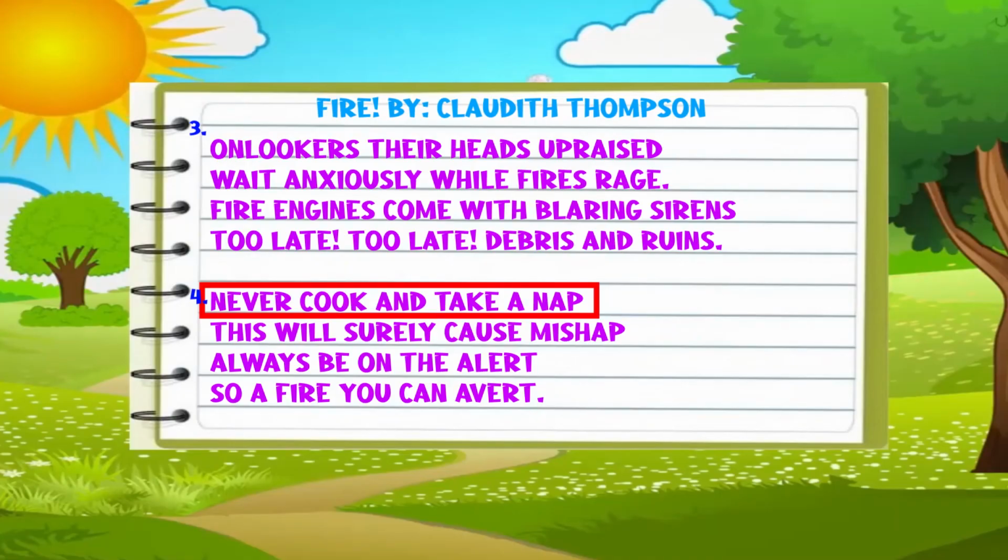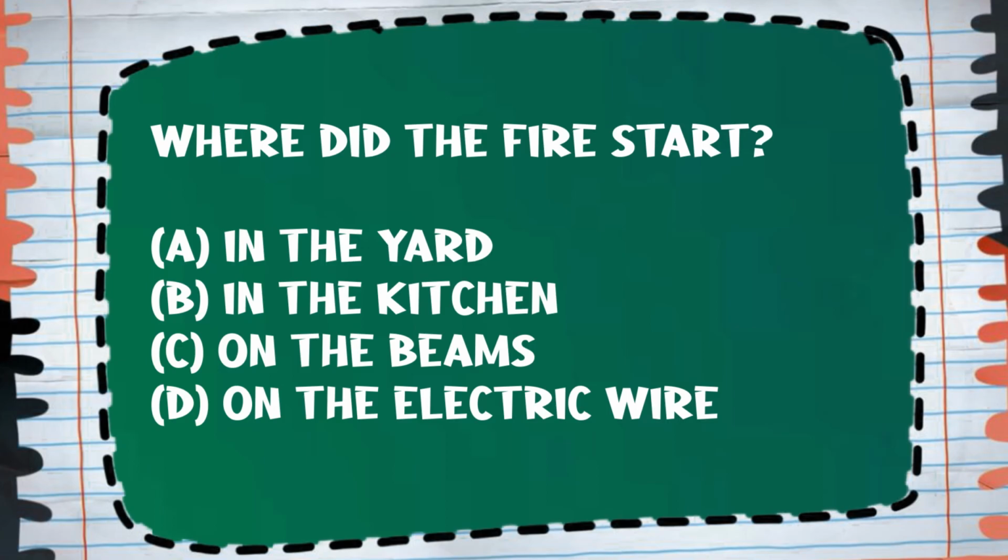But if you look at stanza 4, it says, "Never cook and take a nap. This will surely cause mishap." So where can we say the fire started? If it says never cook, that gives us a clue that the fire had to be in the kitchen. So where did the fire start? It started in the kitchen.